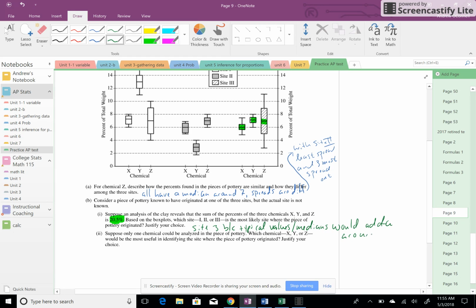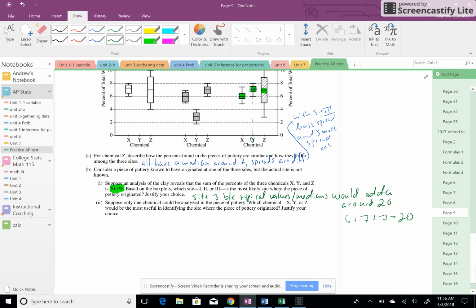Would add to around 20, and actually look at that as 6 plus 7 plus 7 again. And maybe chemical Y's median is just a little bit higher than Z. So maybe we can get that as 20.5 if we justify that Y is 7.5 instead of 7.